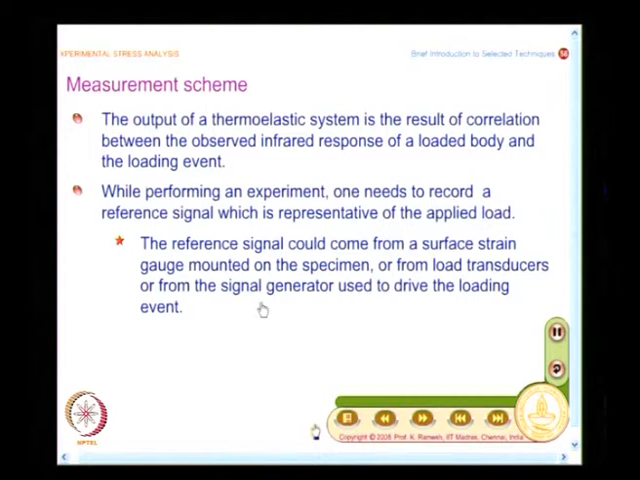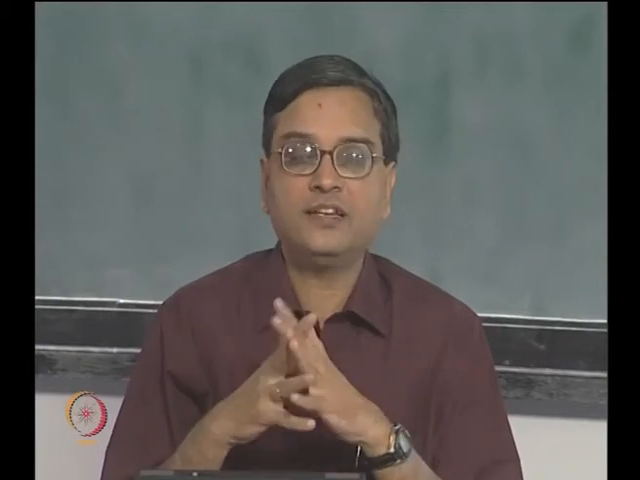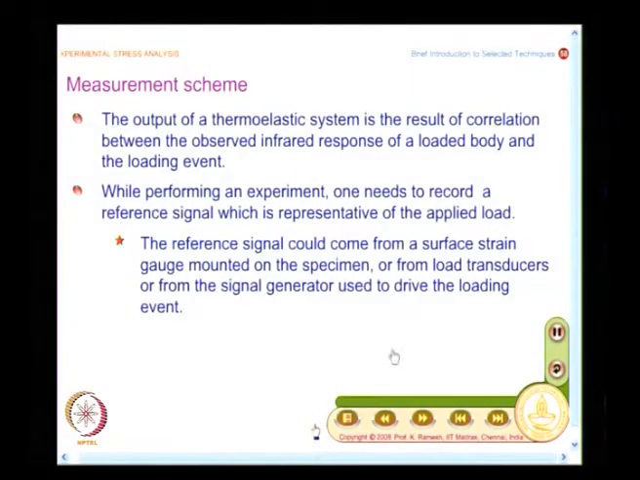So, what I need is a reference signal, I need to have a correlation between the loading event and the recording phenomena. So, for recording the loading event we need a reference signal that could come from a surface strain gauge, or from load transducers, or from the signal generator. This idea would become clear if you have a look at how the whole arrangement is made ready for a thermoelastic measurement, that we will see immediately.